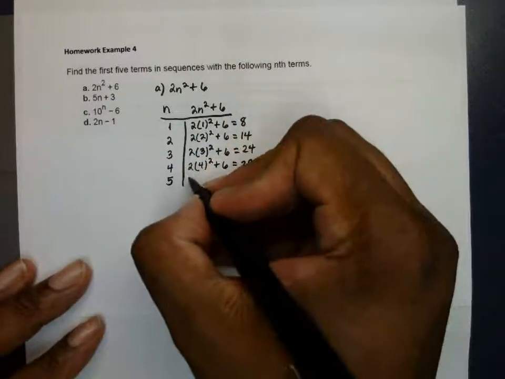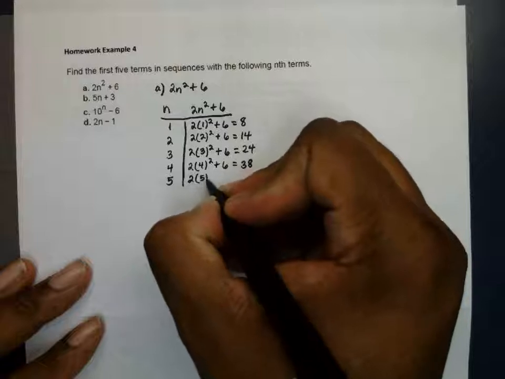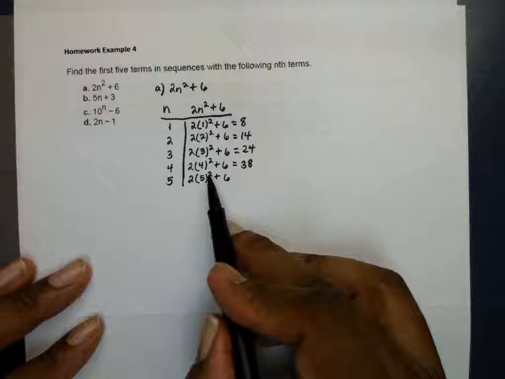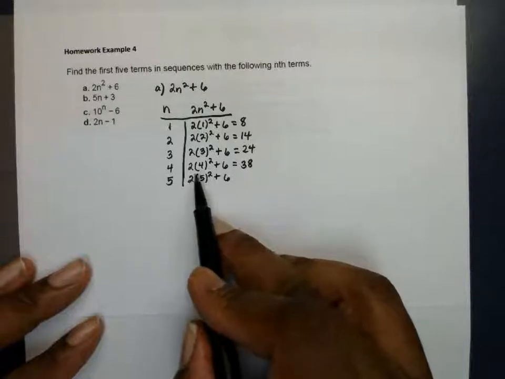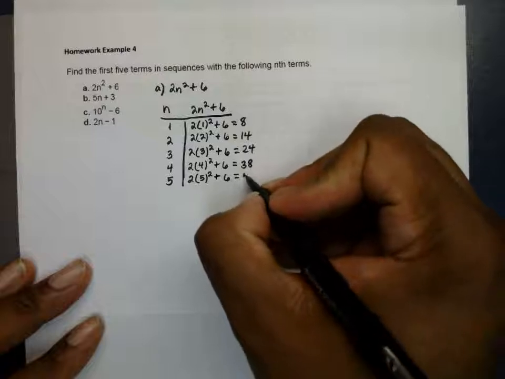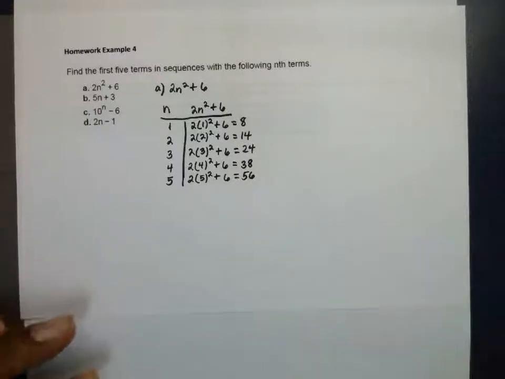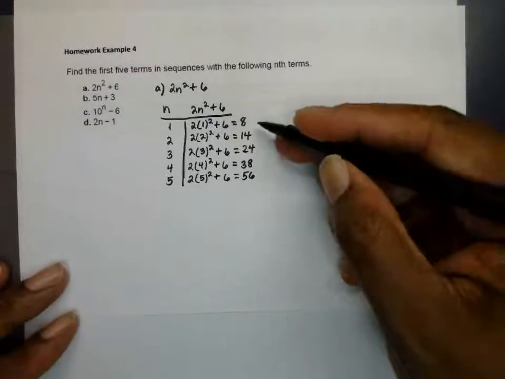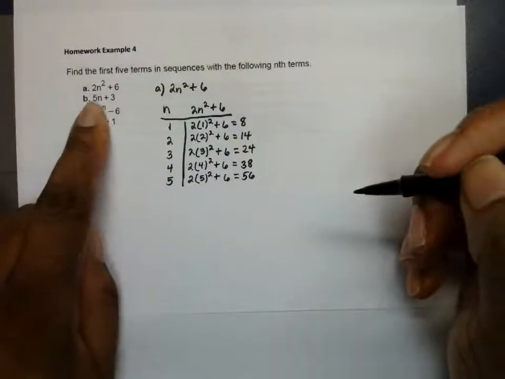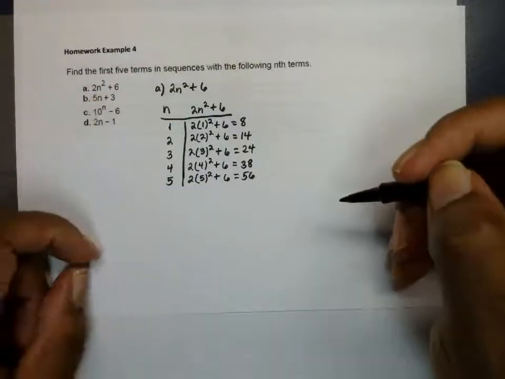And then for n is 5, you have 2 times 5 squared plus 6. 5 squared is 5 times 5, that's 25. 25 times the 2 in front will be 50. 50 plus 6 would be 56. Okay, so these are the first 5 terms of this sequence, which is, of course, 2n squared plus 6.